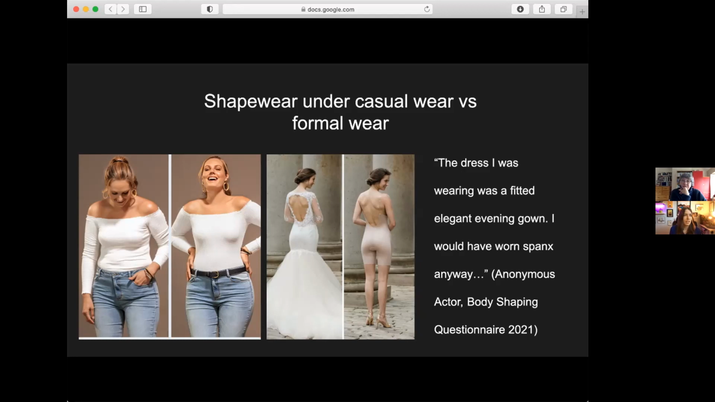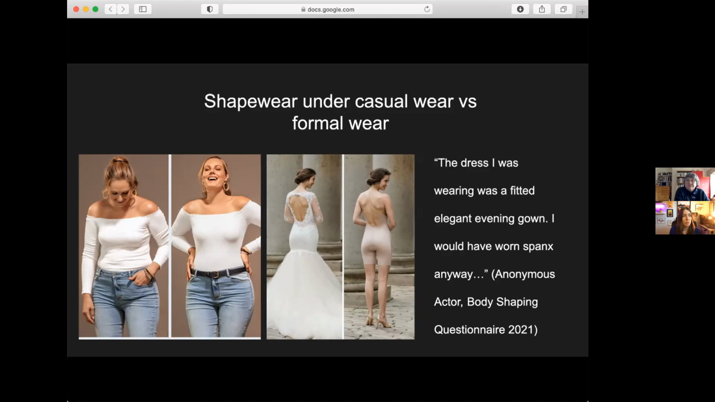One actor suggested, and this is a quote, "If the shapewear isn't written into the script and can't be justified, it should just be up to the actor to decide what undergarments are appropriate if they're unseen by the audience." Actors described wanting input into how their body is shaped under their costume for modern production specifically.